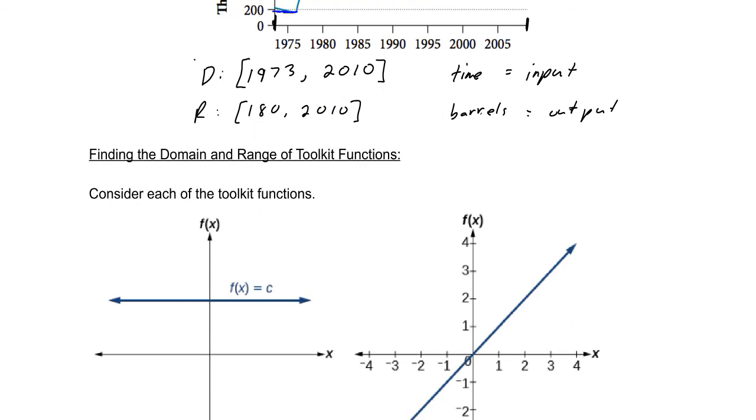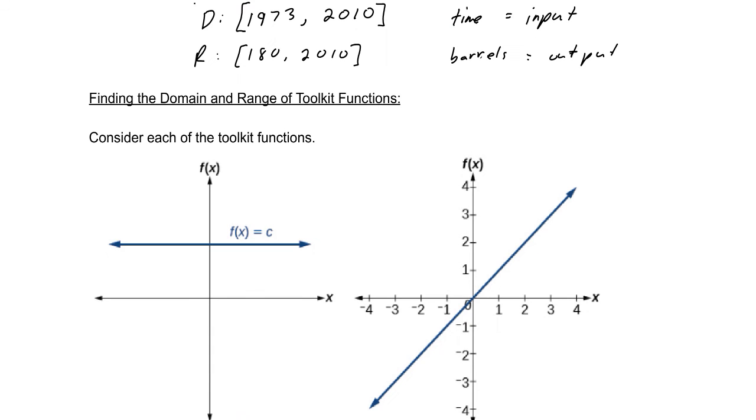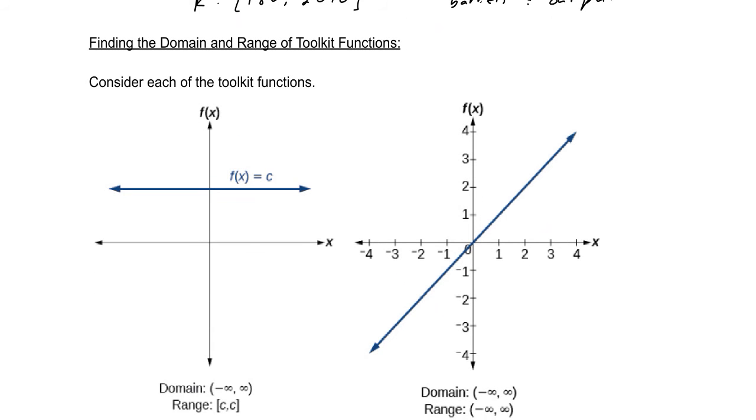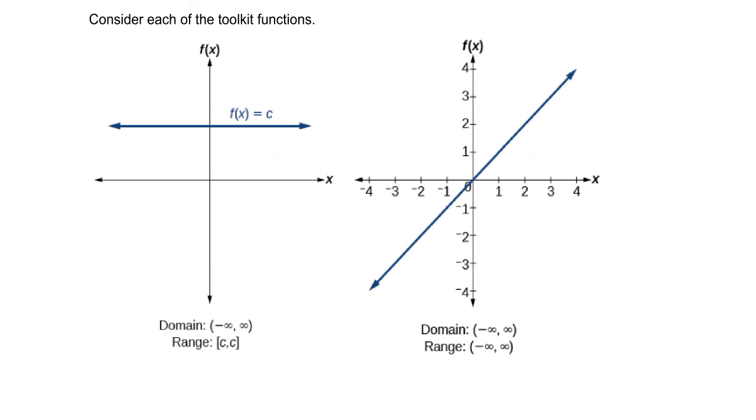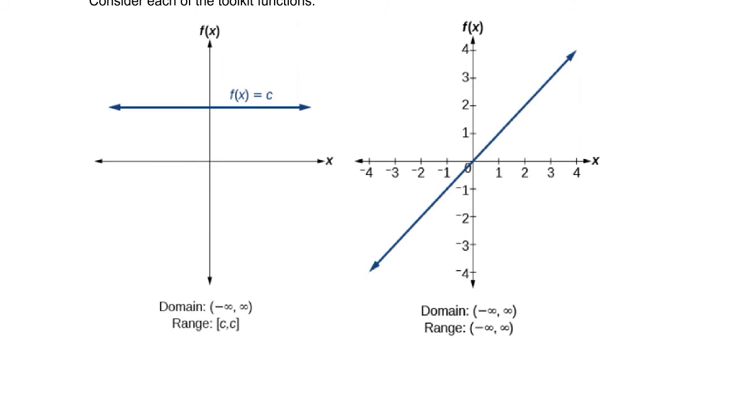Now we're going to revisit our toolkit, or our parent functions. Each of these toolkit functions has a domain and range. The constant function: the domain is negative infinity to infinity. There are no domain restrictions there. But the range is c, exactly the value it is, because it's not changing. It stays at that y value regardless of the input values. The linear parent function, domain and range, negative infinity to infinity. It continues to the left and the right and up and down. It increases for its whole domain.